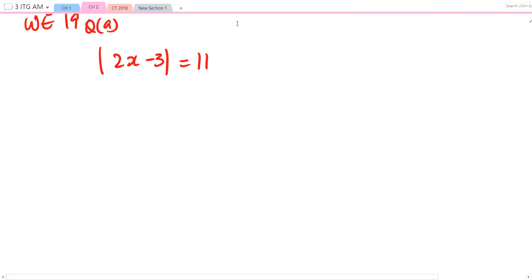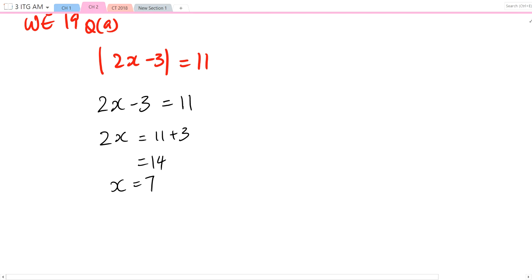Alright, so let's talk about the first case, where we have 2x minus 3 is equal to 11. Now when 2x minus 3 is a positive value, we say that the modulus sign doesn't do anything, so we can simply remove it. There was no effect. So from here we can solve very easily. 2x equals 11 plus 3, which is 14. So x must be equal to 7. We'll do a check later on when we substitute this value back into the original equation. Now this is one possibility.